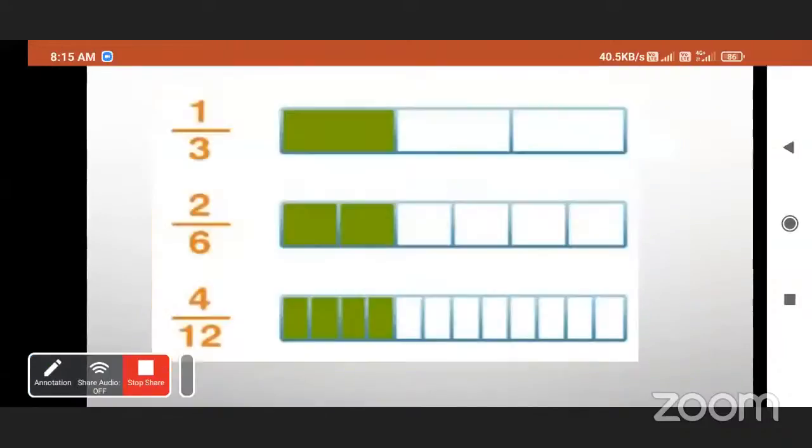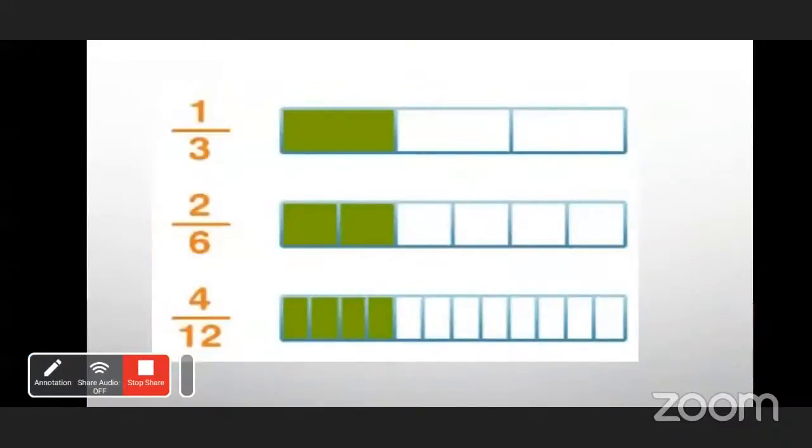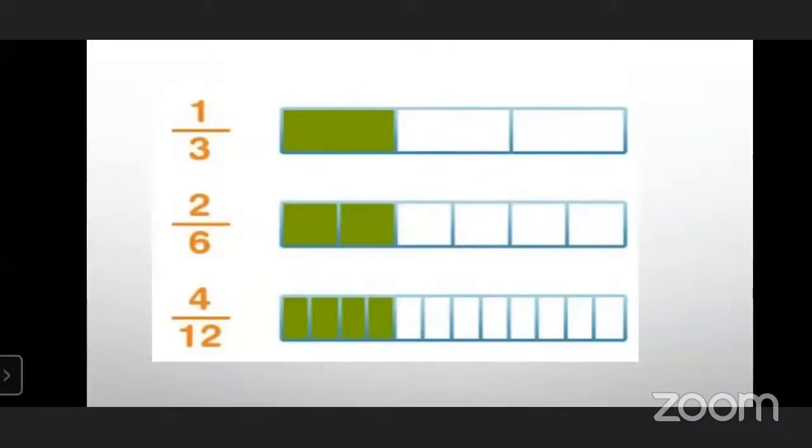Now see some more examples of equivalent fractions. Read the first one. 1 upon 3. 2 upon 6. 4 upon 12. Okay, very good. Then what will we observe in the diagrams? Can you tell me the colored part? In the first one, the colored part is 1. In the second one, the colored part is 2. And in the third one, 4 colored parts.